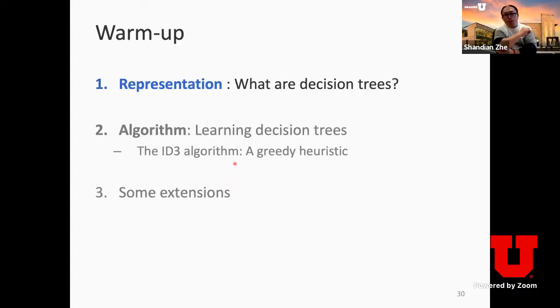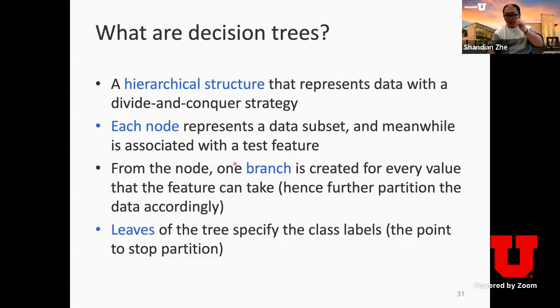Okay, so in the remaining few minutes of this lecture, we'll give the definition of a decision tree. So what are decision trees? First, it is a hierarchical structure that represents the training data with a divide and conquer strategy.